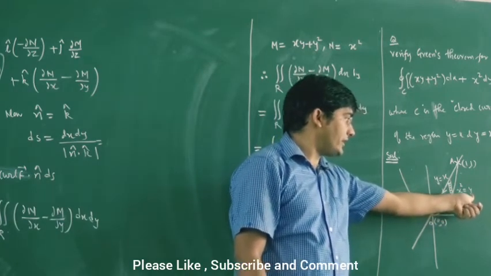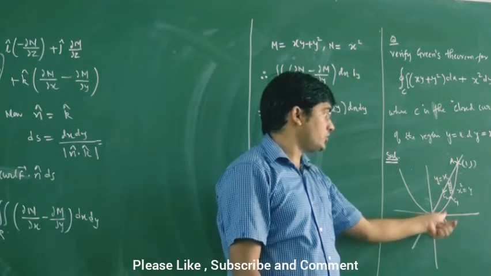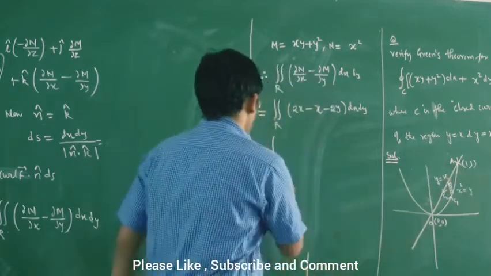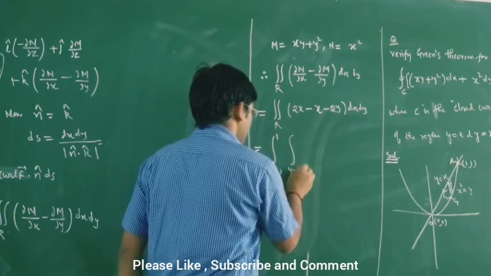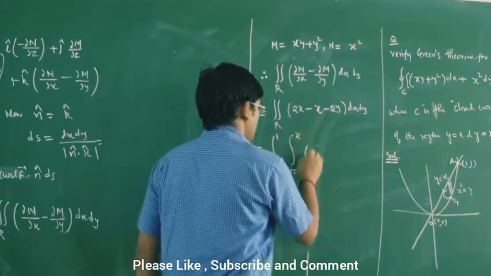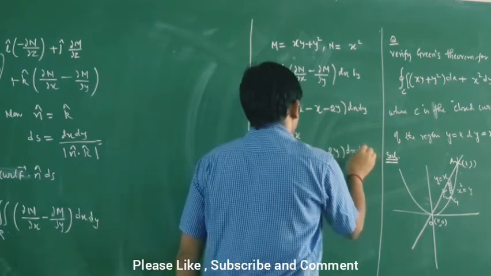For this vertical strip you can see that your value of y is from x square to x and the value of x is from 0 to 1. So here your x will vary from 0 to 1 and your y will vary from x square to x. Then in the bracket we have x minus 2y into dx into dy.